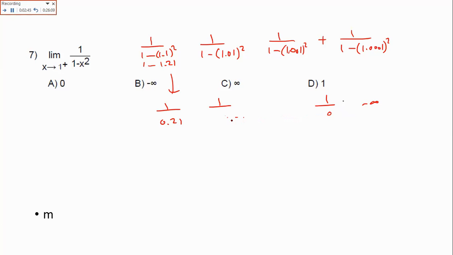1 minus 1 point something means negative of this, and it continues negative, all the way to a very, very small value. And that will give us this as the answer. Okay? Next question.